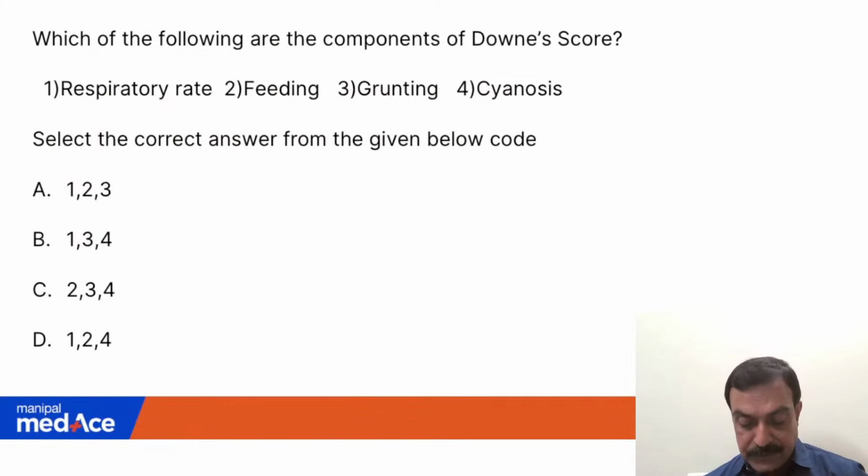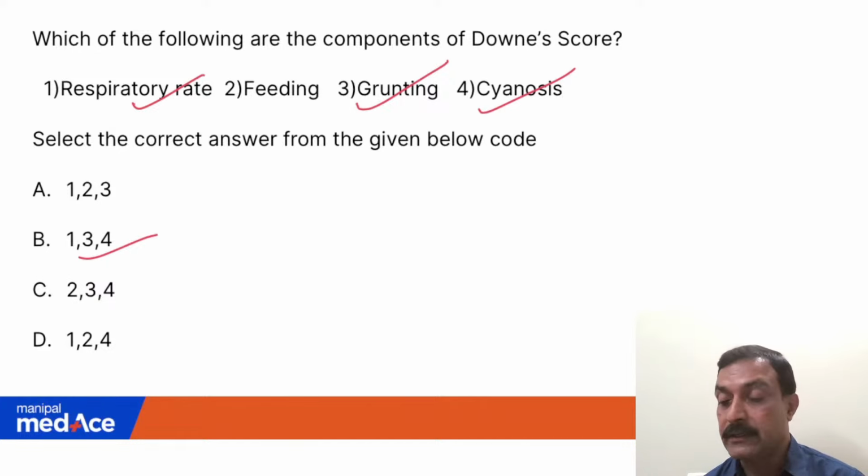So the next set of questions is on feeding. Which of the following are the components of the Downes score? Here the combinations given are respiratory rate, feeding, grunting, and cyanosis. The answer is: respiratory rate, yes. Grunting, yes. Cyanosis, yes. So 1, 3, 4 is the correct answer.